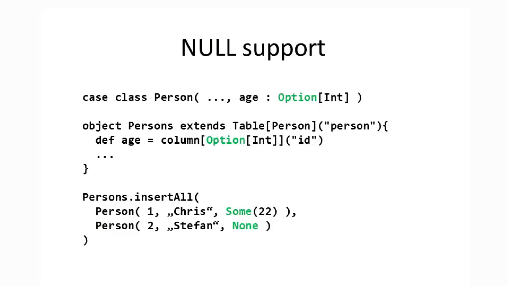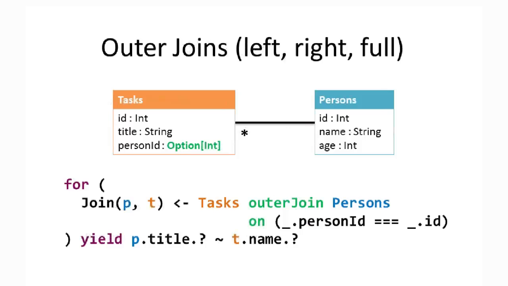Slick also has null support. Scala has this concept of option, where you can handle something just like null in the database, and you can map this to option as well and handle it in a safe way. You have support for outer joins. If you have nulls, you also may want to outer join. You can do left joins, right joins, full joins.